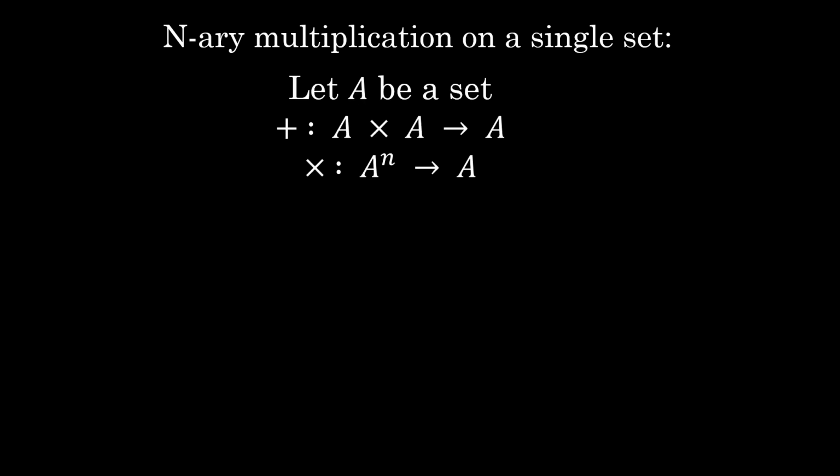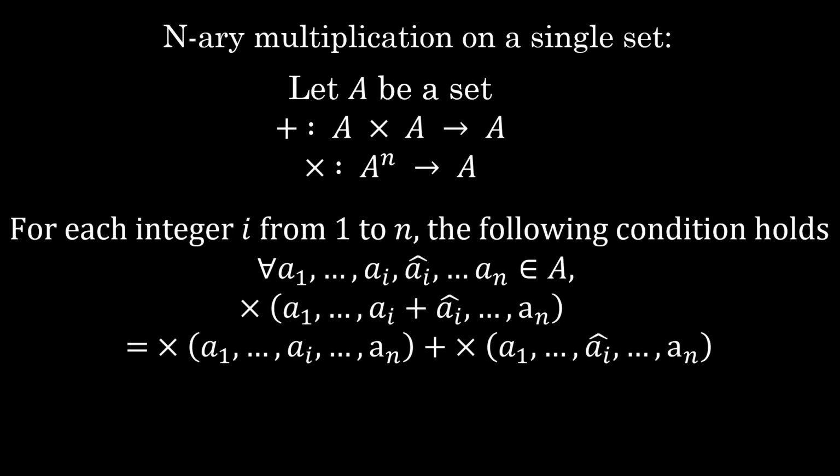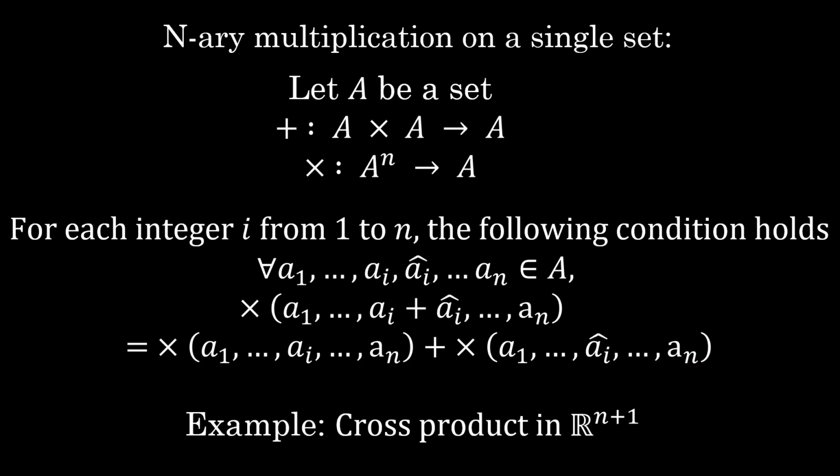For the general case, we would formalize it this way instead. So we let the addition be binary and the product be n-ary, and we want the following condition to hold. This basically means that if one of the entries of the product is a sum of two elements, we can split the whole into a sum of two products as well. So, for example, the cross product in R^(n+1) would be an n-ary multiplication.